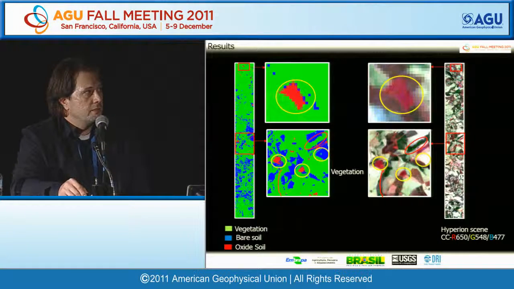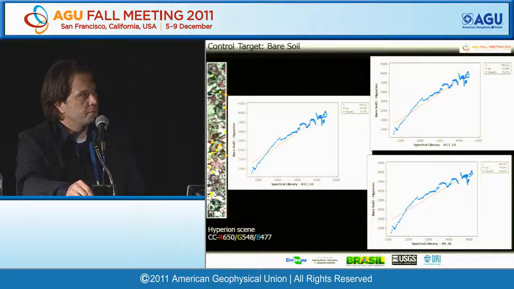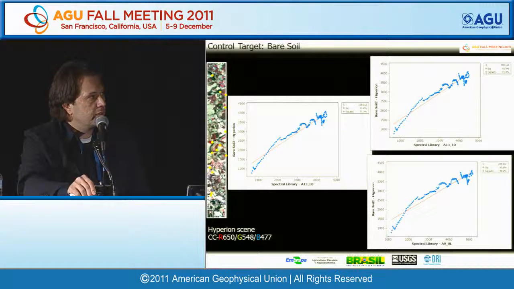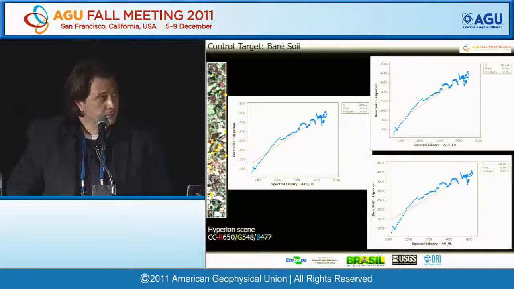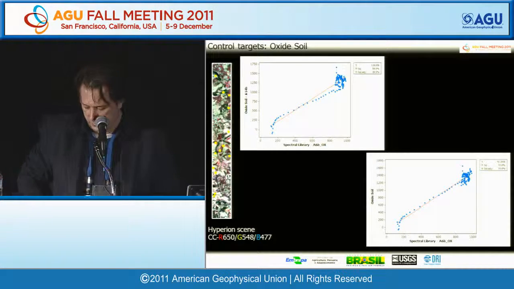But only the visual checking is not enough for us, so we checked with the spectral library comparatively with the Hyperion classified image. The results show higher values in the R. I have here the spectral library and the bare soil classification, two comparative control targets. Here I have oxide soil compared with the hyperspectral Hyperion classified image, with good results too, reasonable results.